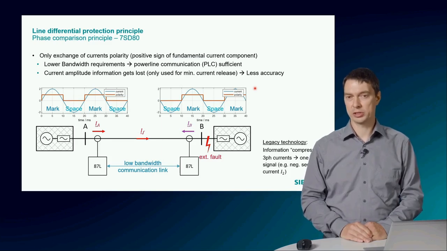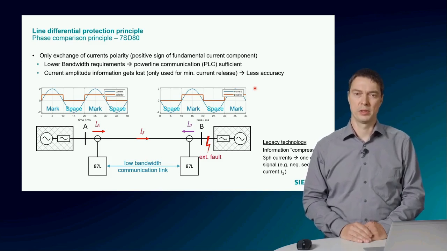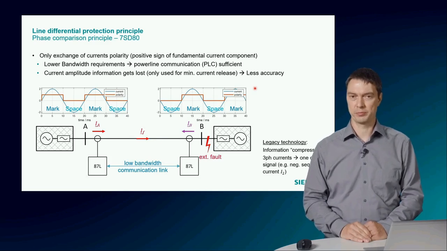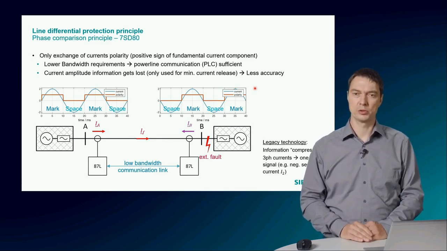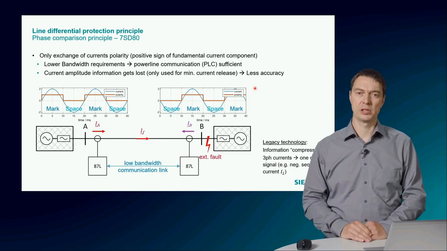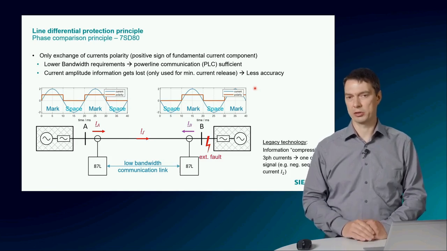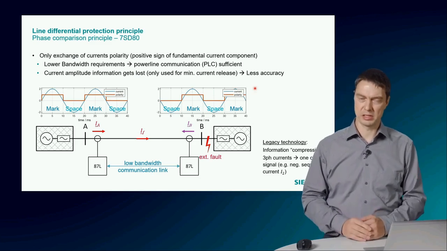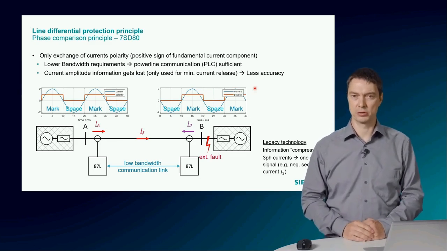Only the polarity of the currents are exchanged between the local and the remote terminal. The lower bandwidth requirements allow also that a power line communication system can be applied for this protection principle. The current amplitude is evaluated only for a release threshold. Therefore, some information is lost and this principle is less sensitive and accurate than a current differential protection.